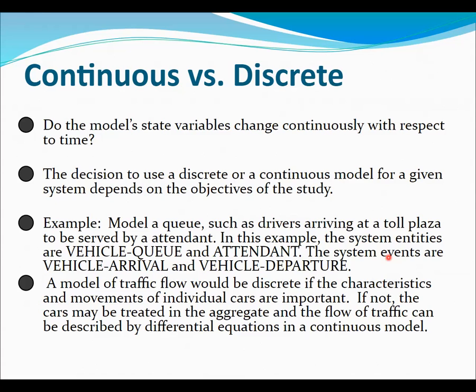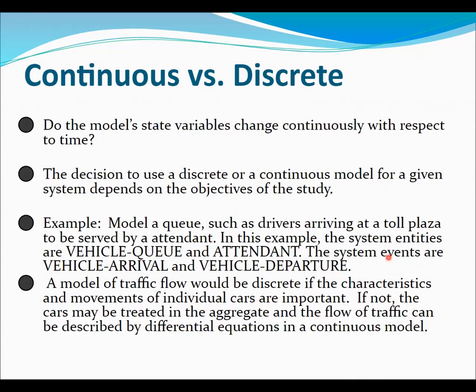And this is a little bit of a harder concept to grasp sometimes. But think about this. If you're modeling a queue, that queue could be at a toll plaza, or at a bank teller, for all I care. It could be anywhere. That vehicle queue is being served by an attendant. The system entities will be your vehicle queue and the attendant. And then the system events will be vehicle arrival and vehicle departure.